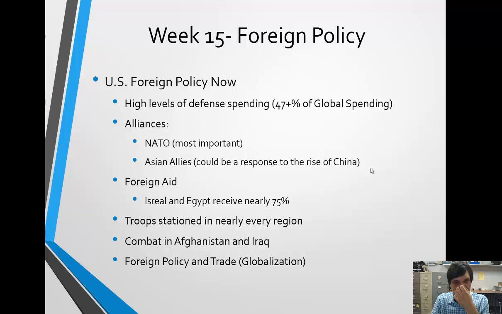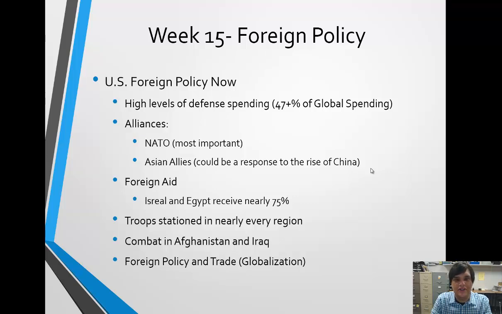I also talked briefly about foreign aid. Foreign aid is a huge part of U.S. foreign policy. Remember that Israel and Egypt receive around 75% of our total overall foreign aid. And I really do care that you know that Israel and Egypt are the two countries that receive the most foreign aid from us. We have troops stationed in nearly every region.